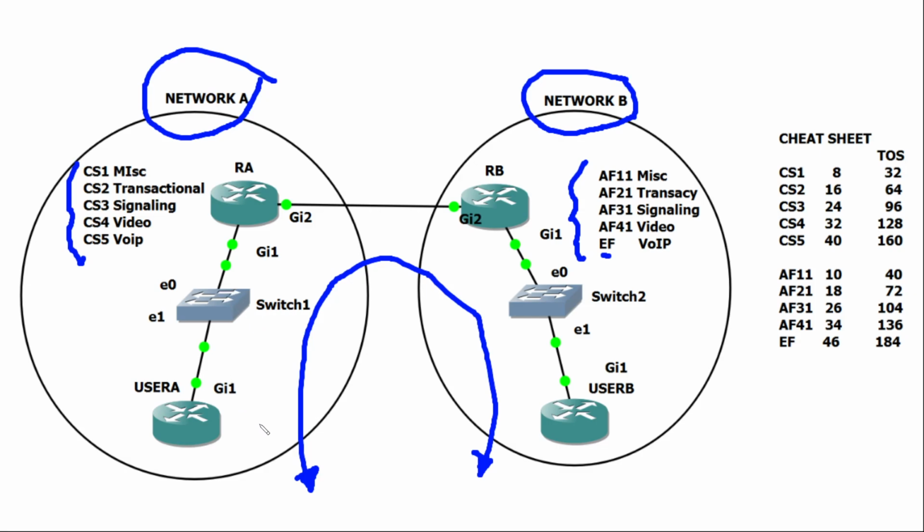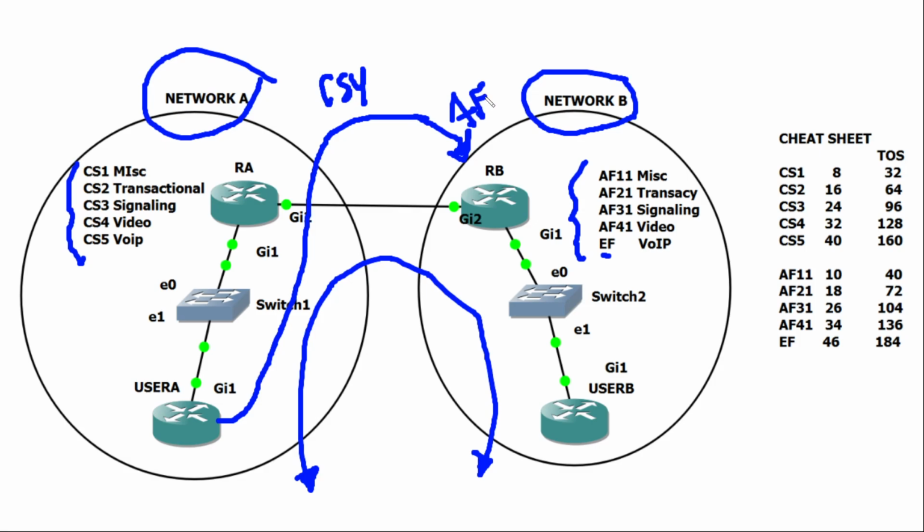So for instance, when video traffic leaves network A and it is marked with CS4, we will need to remark it as it enters network V with a value of AF41. The same way, video traffic that comes from network V that is marked with AF41 will need to be remarked as it enters network A with a value of CS4.